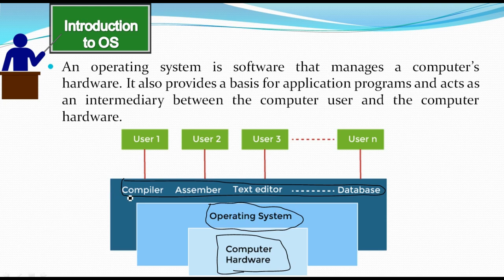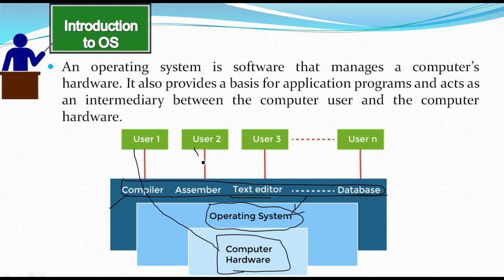This compiler, assembler, text editor, and the database, all these are called application programs, and these application programs provide the interface between the user and the computer, because user interacts with these application programs, and user can solve any computational problem with the help of these application programs. And these application programs are installed over the operating system. Hence these application programs interact with operating system, and operating system provides the interface of the computer hardware, so that the user can access this computer hardware.